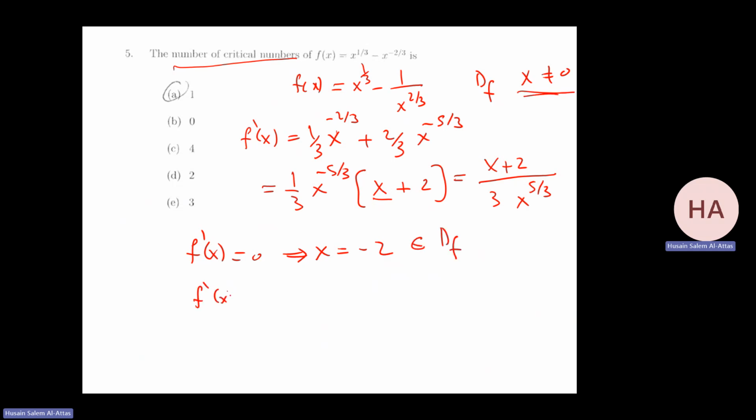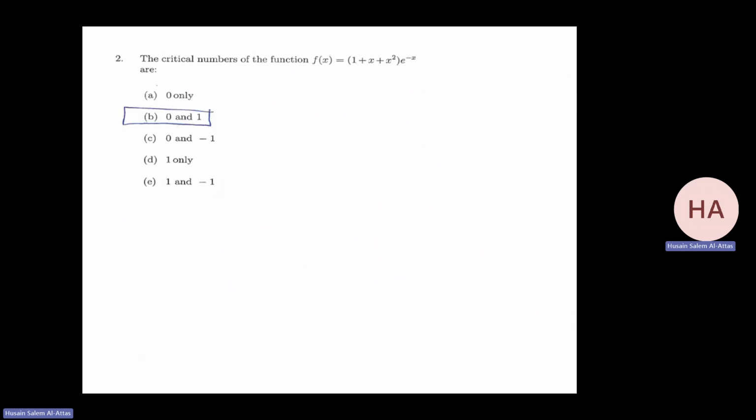F prime does not exist if x equals 0. But is it in the domain of f? No, it does not belong to the domain of f. So what are the critical numbers? x equals -2. How many are there? Only one.